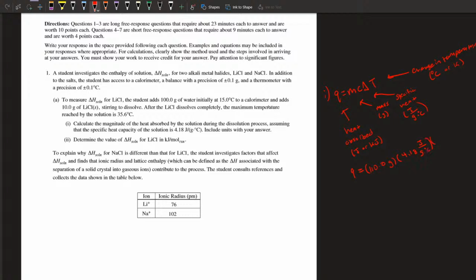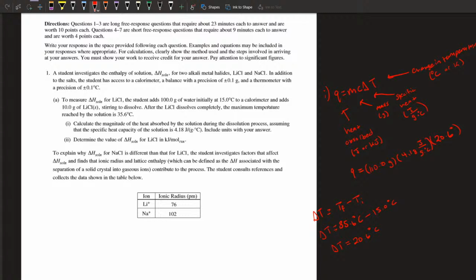And finally, the ΔT, which is the change in temperature, is given here, where we start with 15 degrees Celsius and the maximum temperature reached by the solution is 35.6 degrees Celsius. So we'll do T final minus T initial is equal to ΔT. The final temperature here is 35.6 degrees Celsius, and the initial is 15.0 degrees Celsius. That means ΔT is equal to 20.6 degrees Celsius. And we can plug that in here.